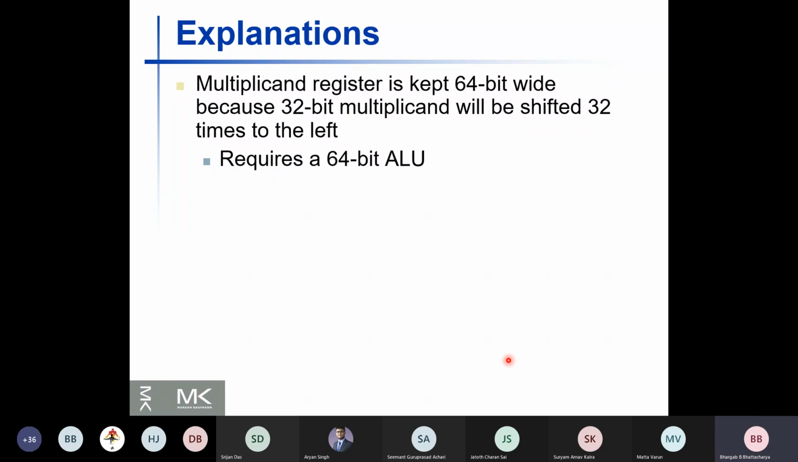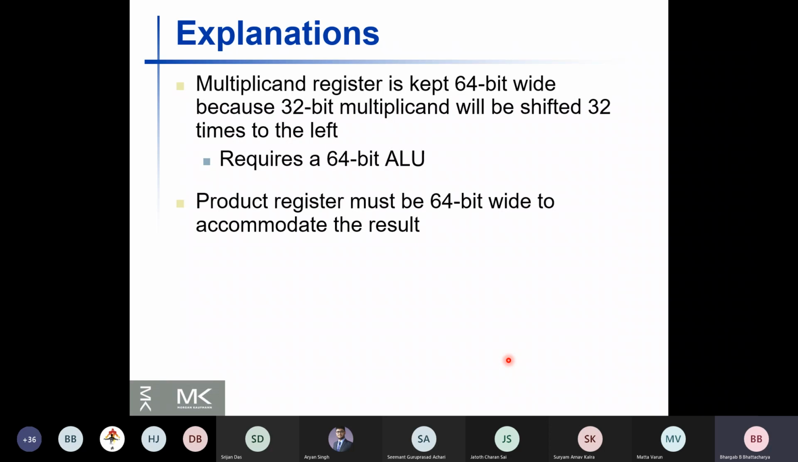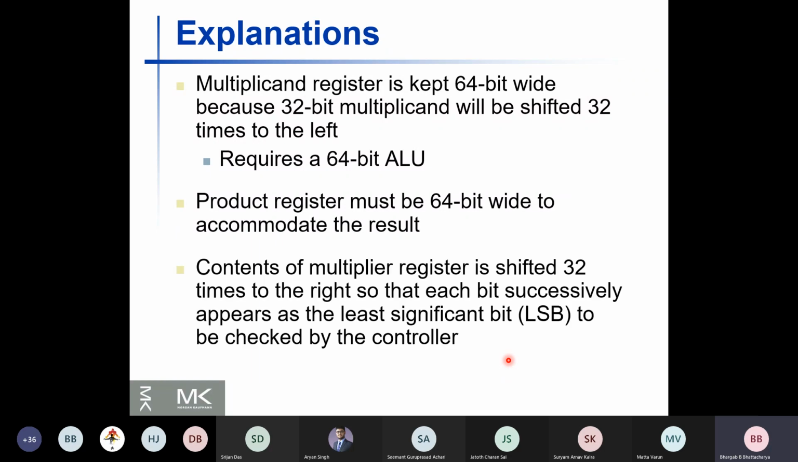As we have discussed, the multiplicand register is kept 64-bit wide because it is shifted 32 times towards the left. And we have used a 64-bit ALU because if you pad the blanks with zeros, the final result is 64-bit. That's why we have used a 64-bit ALU for simplicity. And the product register must also be 64-bit wide. The content of the multiplier register is shifted 32 times to the right, and each bit, the rightmost bit, is tested successively, which is checked by the controller whether it is 0 or 1, and appropriate actions are taken, right?